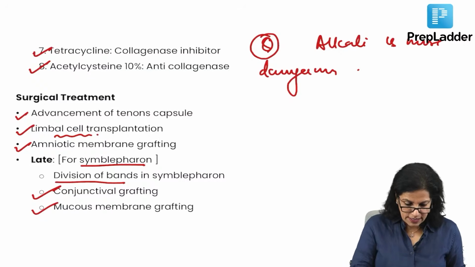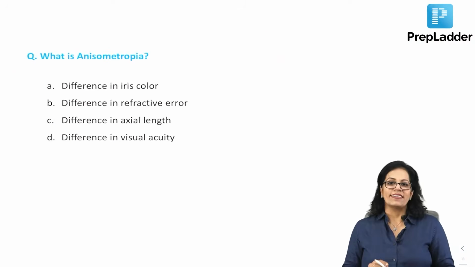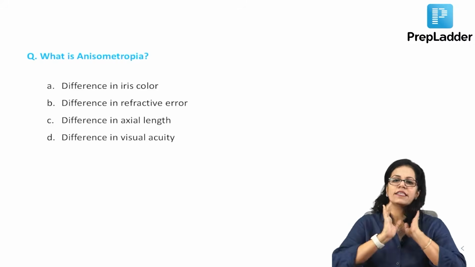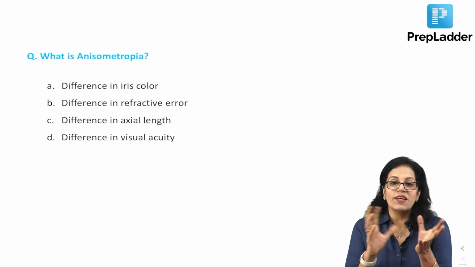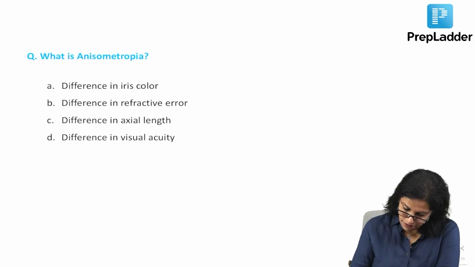So once we know this, next we talk about your next question. Again, a recently asked question, I know, but what is anisometropia? Difference of refractive power between the two eyes of more than 2.5 diopters. So how much difference? More than 2.5 diopters.